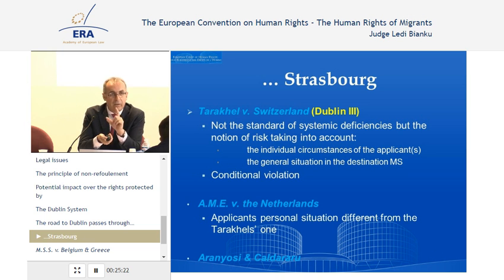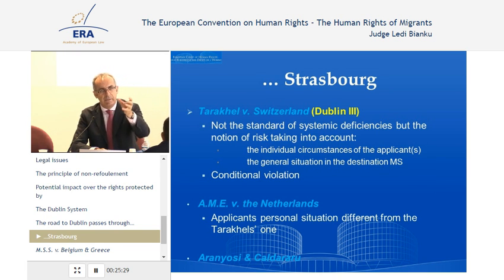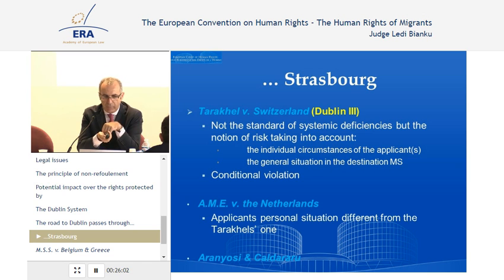In that case was found a conditional violation, and this was a kind of methodological approach by the court, saying to the Swiss authorities, was done also with the aim of helping the operation of the Dublin system. Have guarantees by the Italians first, that upon removal, the family, there was a couple with 6 children in Tarakhel, will be accommodated in appropriate premises for their conditions, and then you can remove them. So we didn't want to throw away completely the system as such. So that's why we found a conditional violation. Also, it is important to mention that in Tarakhel was underlined the fact that the applicant situation was a particularly vulnerable group.